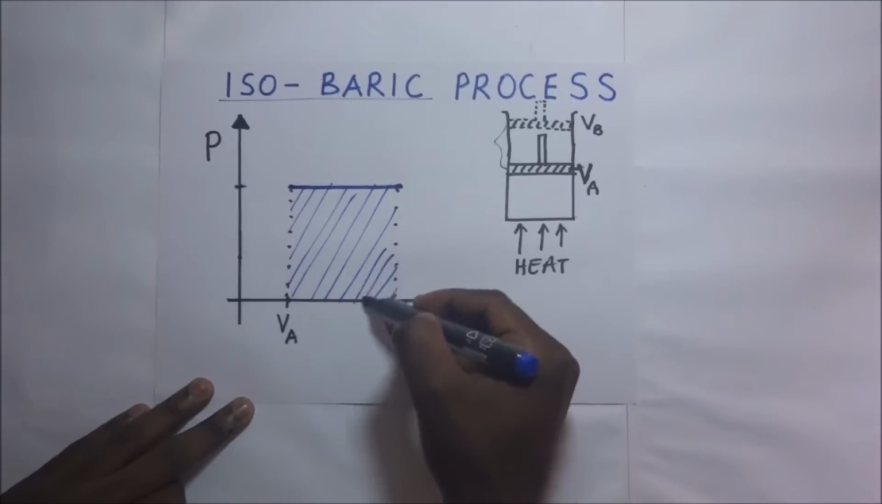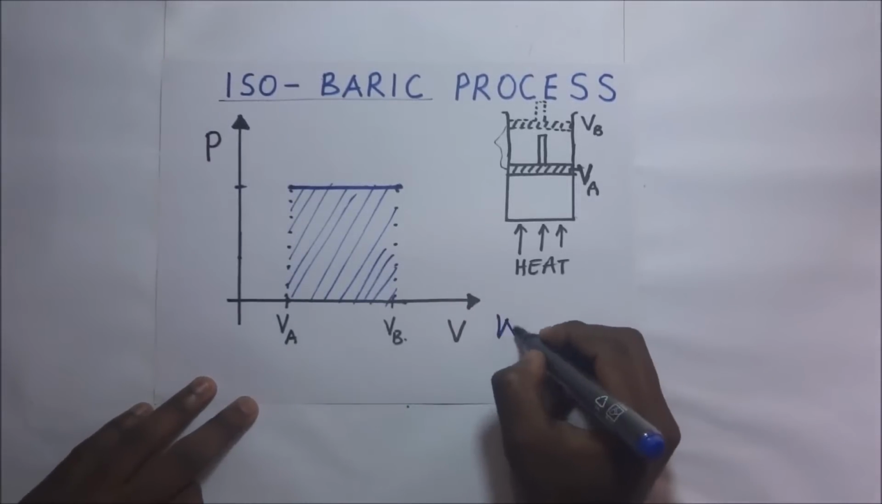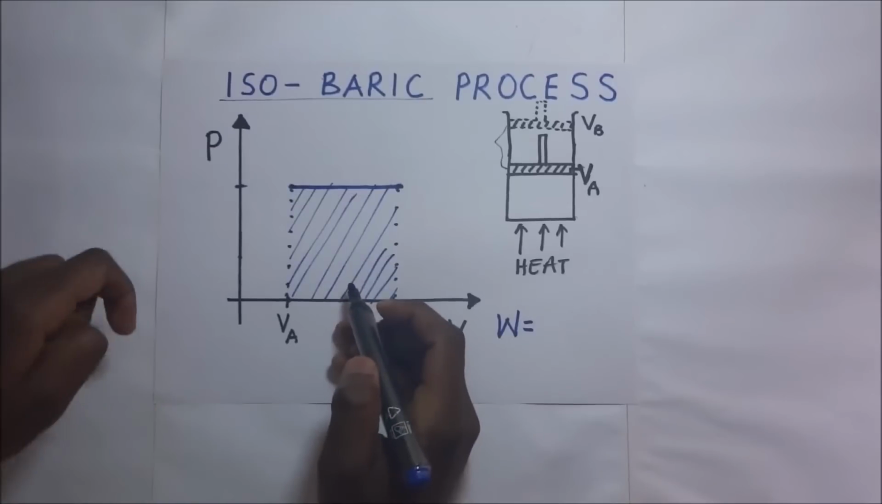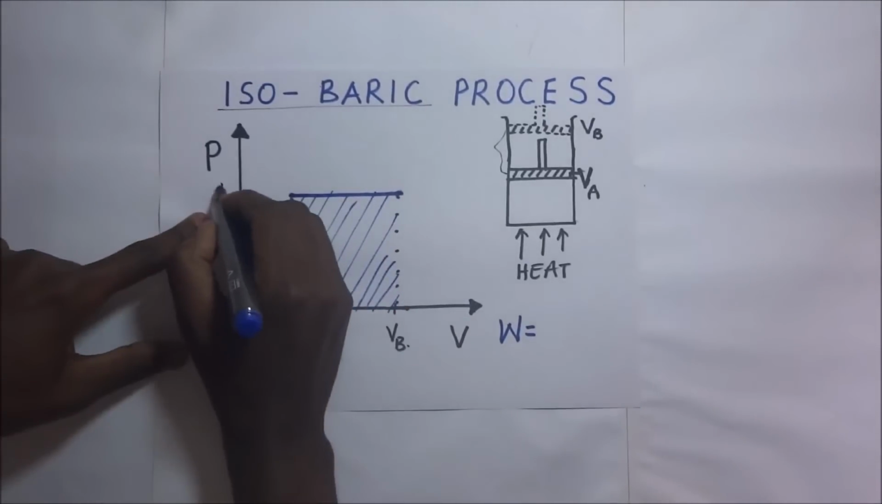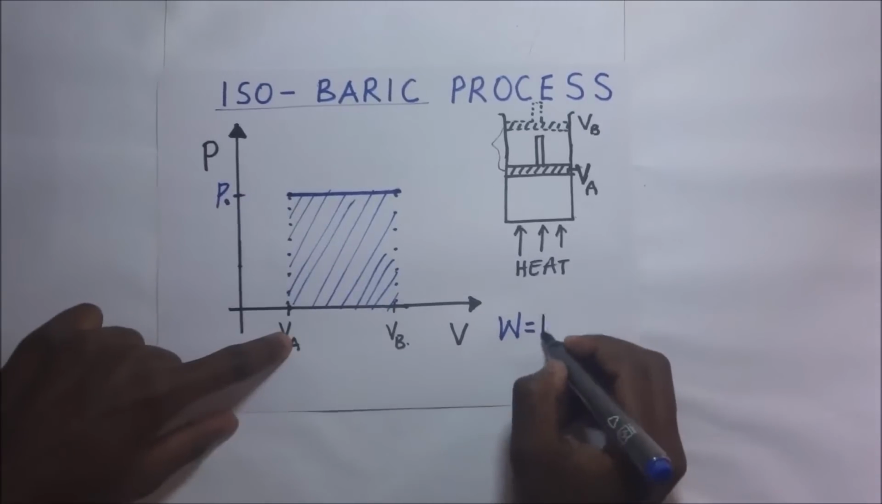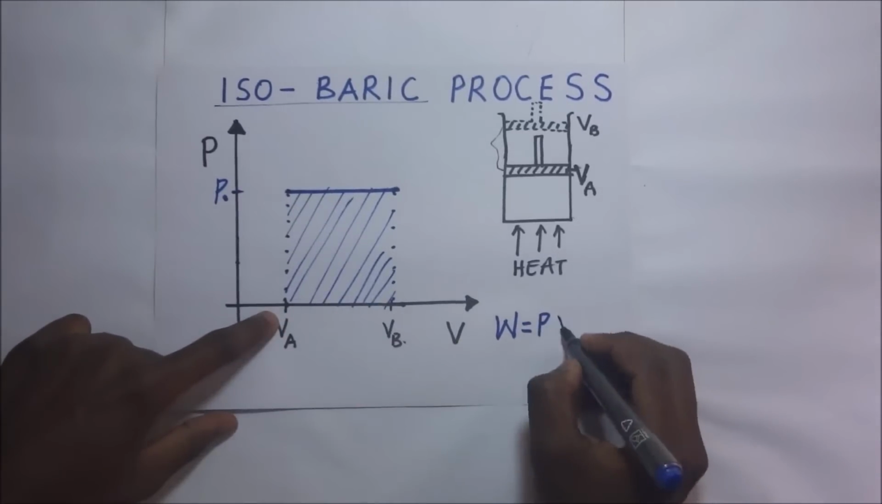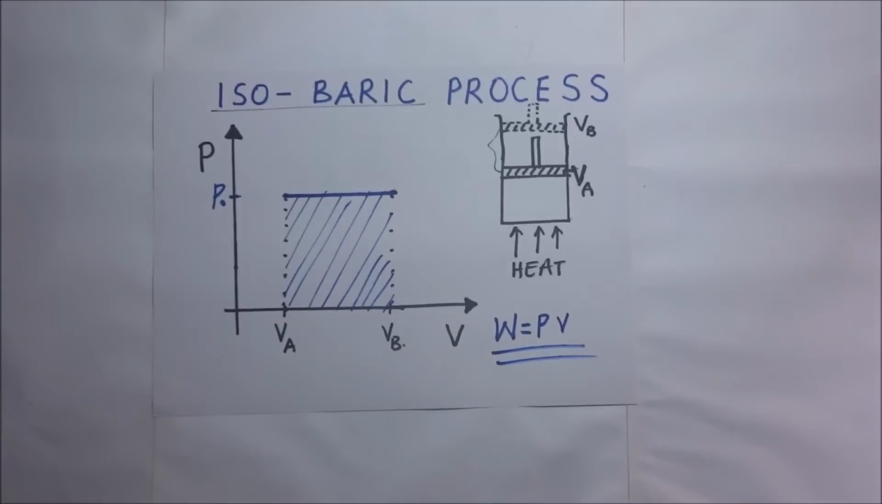For this isobaric process, if we want to find the work done, we are simply going to find the area of this, which is going to be the P, let's call this P naught. So it's going to be P times V. As simple as that. And that's an isobaric process for you.